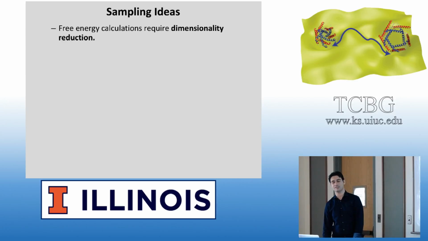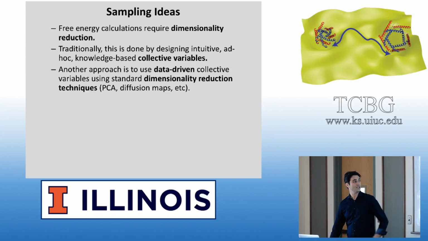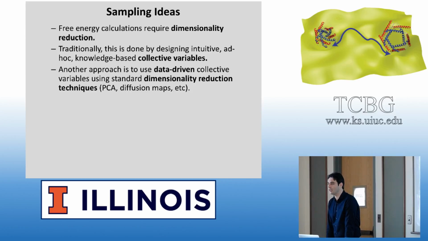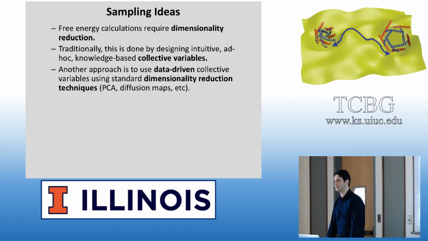So some basic ideas about sampling. For free energy calculations, you require some sort of dimensionality reduction. That's why people define collective variables, because it basically allows you to reduce the dimensionality of the system and work in a simpler framework. You can also, rather than using ad hoc collective variables, use some more automatic methods to design collective variables, like use PCA, diffusion maps, Isomaps, things like that. And some people are trying those ideas as well.